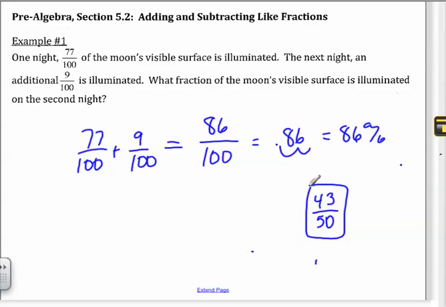All right, guys, this is how easy this is today. Just reminding us, though, that we have to have the same denominator when we're adding and subtracting fractions.